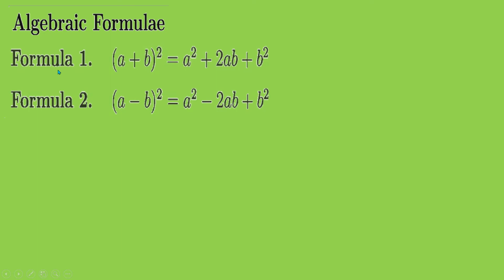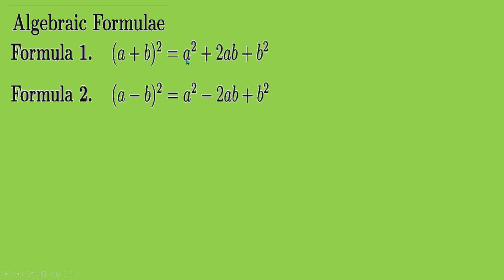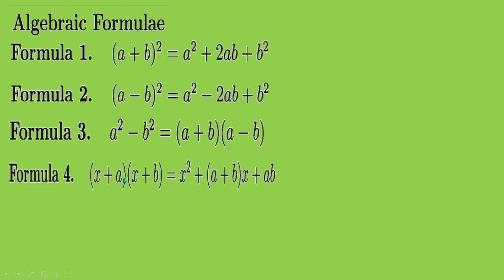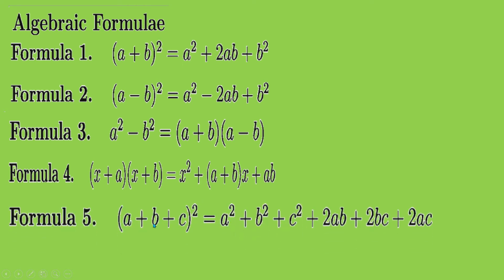Algebraic formulae. 1. (a plus b) whole square is equal to a square plus 2ab plus b square. 2. (a minus b) whole square is equal to a square minus 2ab plus b square. 3. a square minus b square is equal to (a plus b) into (a minus b). 4. (x plus a) into (x plus b) is equal to x square plus (a plus b) into x plus ab. 5. (a plus b plus c) whole square is equal to a square plus b square plus c square plus 2ab plus 2bc plus 2ca.